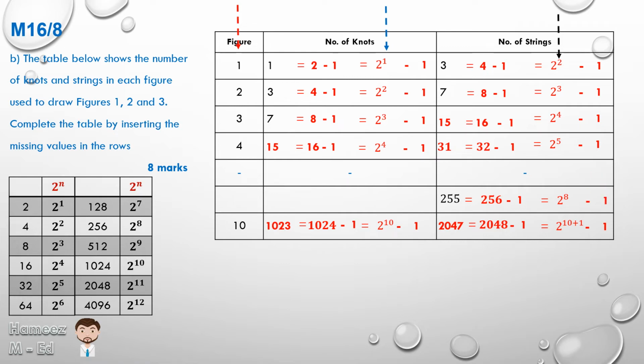Now let's recall, if the number of strings is 2 to the power 8, then the figure would be 1 less, following from the pattern. So that would be figure 7. And if we know that the figure is 7, then we can solve for the number of nuts. The number of nuts would be equal to 2 to the power 7 minus 1, which is equal to 128 minus 1, which is 127.